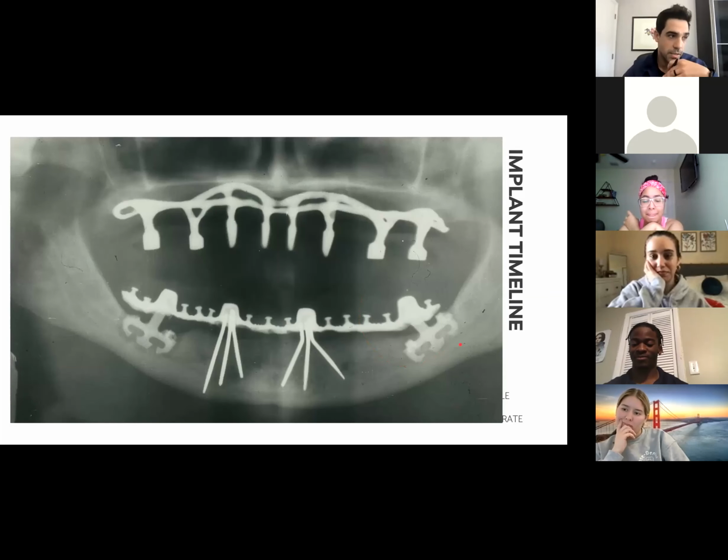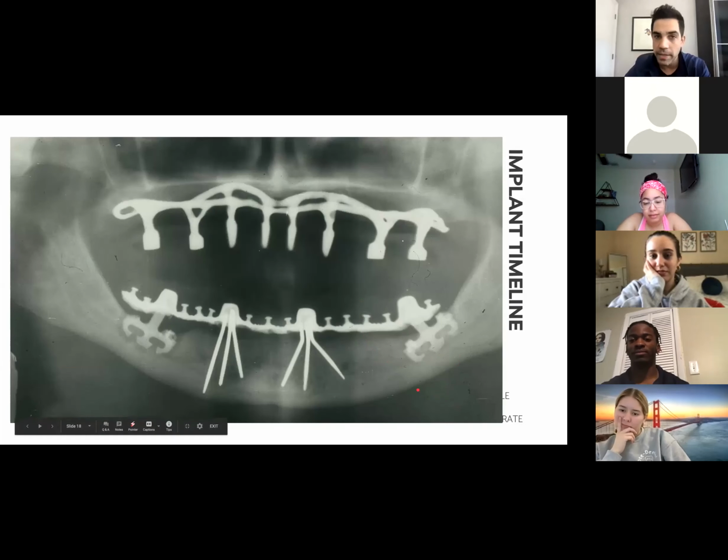Here, this is probably from the 1950s, 60s. We have 3 different kinds of dental implants here. On the bottom left and right, we have what are called blade implants. Yeah, I see Alex shaking his head.